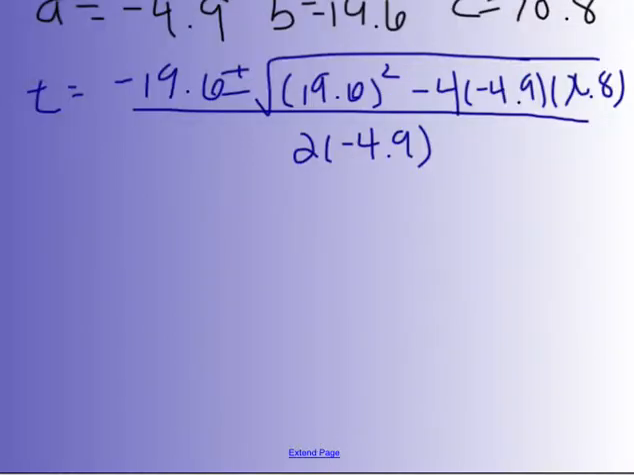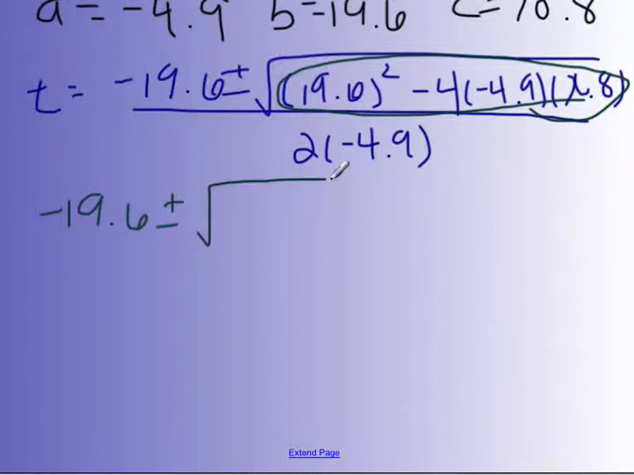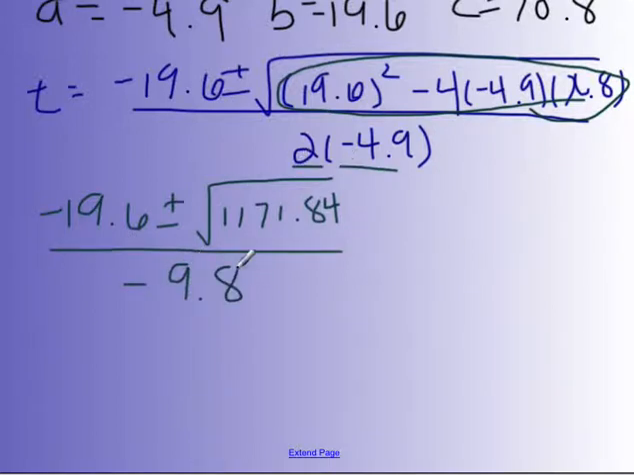So now, remember when you're doing the quadratic formula, the first thing you want to do is simplify what's underneath the radical. So you get negative 19.6 plus or minus the square root of 19.6 squared minus 4 times negative 4.9 times 70.8. And when you plug that into your calculator, you get 1171.84. Try and avoid rounding early if you can. Wait till the very end to round. Divided by 2 times negative 4.9, which is negative 9.8. So now we need to create our two versions.